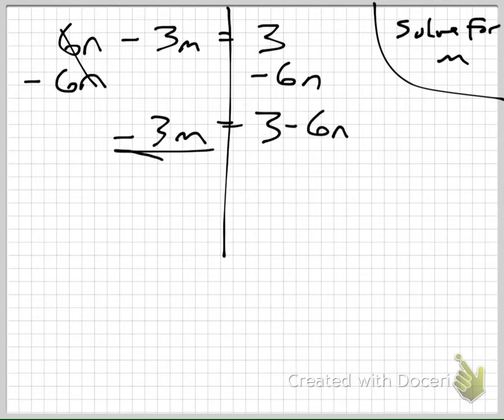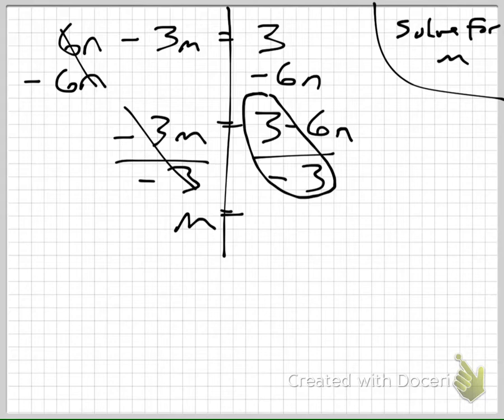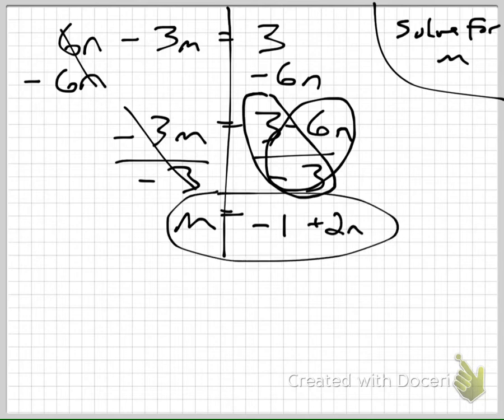Divide by negative 3. Oops, this is an n. They're gone. m equals. Now, can I distribute anything here? What is 3 divided by negative 3? Negative 1. What is negative 6n divided by negative 3? Plus 2n. There it is. How many of you got that? m equals negative 1 plus 2n. Does it make sense?